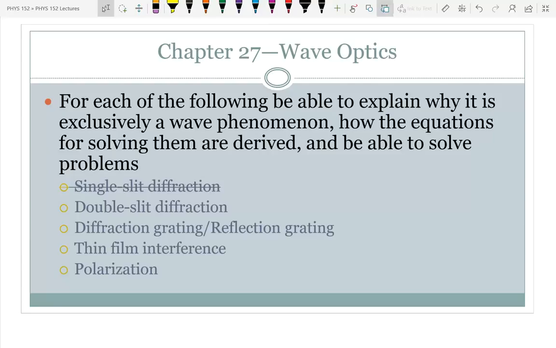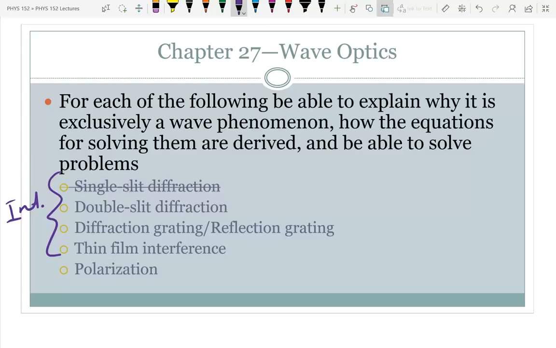Thin film interference, remember I told you there's 8 scenarios. There are only 2 answers. You're going to have a problem where you're going to be given a scenario and told, show that this is the equation for constructive or destructive interference. You're going to have to go through and show how the interference equation works out for the thin film. So all of these have in common interference, which is a property of waves.